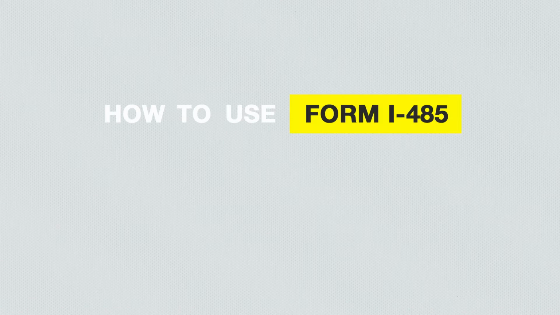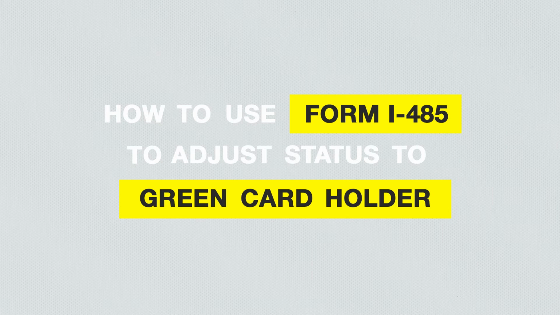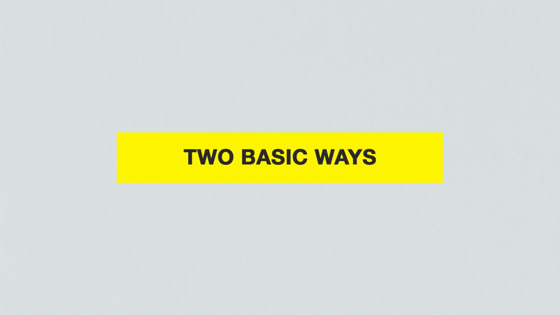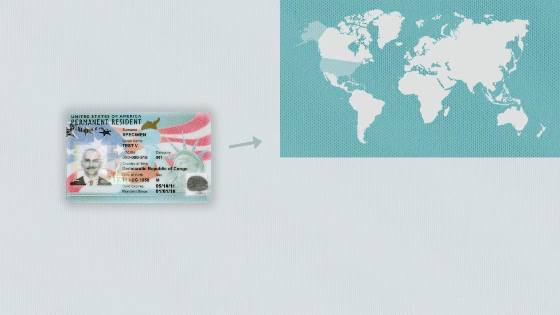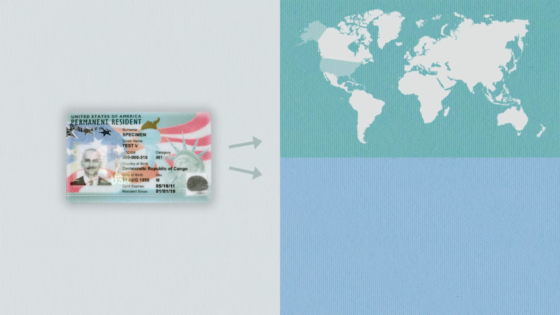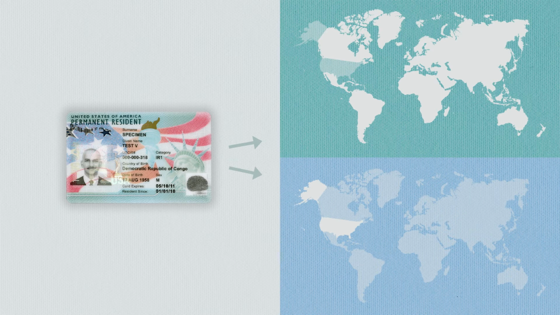How to use Form I-485 to adjust status to green card holder by CitizenPath. In the U.S. immigration system, there are two basic ways to apply for permanent resident status, also known as green card status. Most people apply at a U.S. embassy or consulate outside the United States, but certain people who are already inside the U.S. can use a second path called adjustment of status. If eligible, they may file Form I-485 to adjust from a temporary status to a permanent resident.